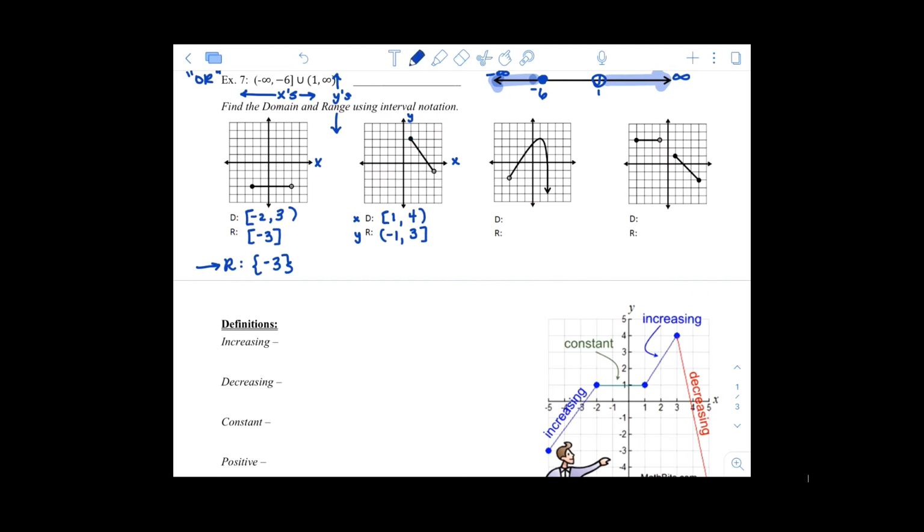Let's try the next one. This is going to be a little bit interesting. This graph is not a fabulous graph. I wish this graph was drawn a little bit differently. You could go either way.